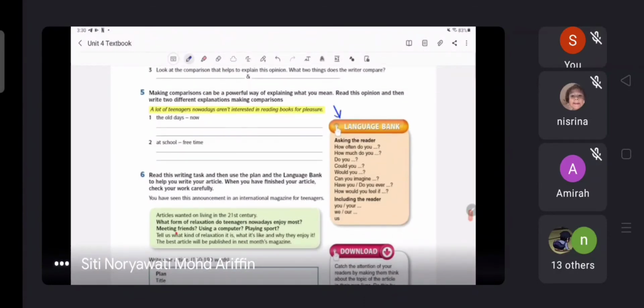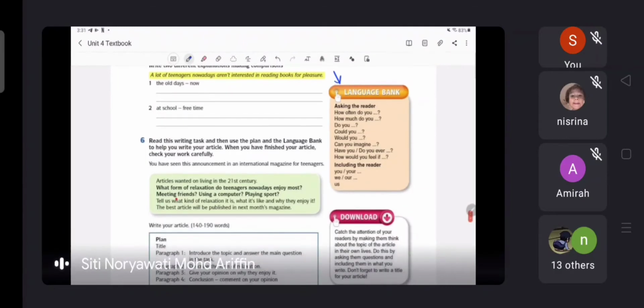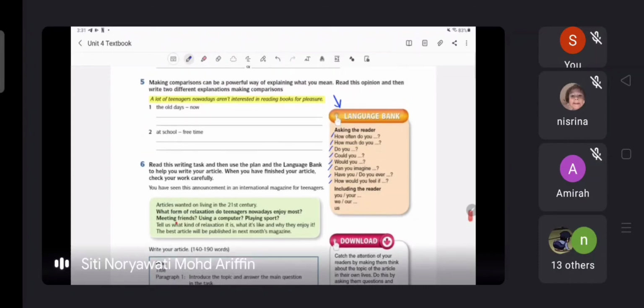Okay, so there are questions you can ask the reader. Okay, how often do you, berapa kerap, how much, berapa banyak, how much basically money lah. Do you, would you, boleh ke? Okay, can you imagine? Have you ever, do you ever, how would you feel if? Apakah perasaan anda jika? So when you ask these kinds of questions, maybe the reader will take time to think, ask themselves, and would want to read further so that they would know the answer.